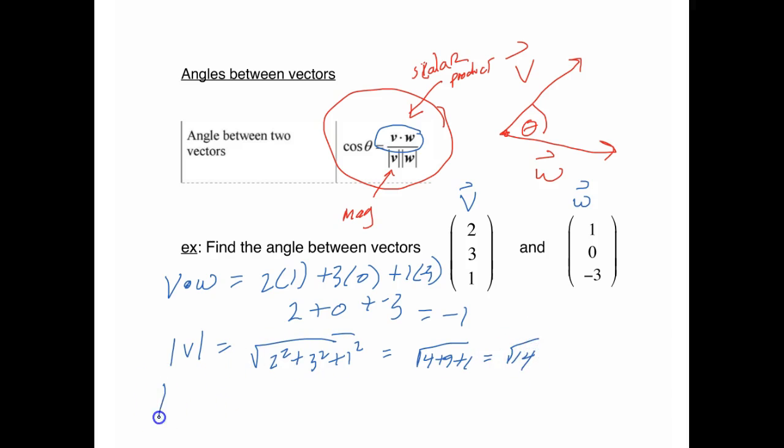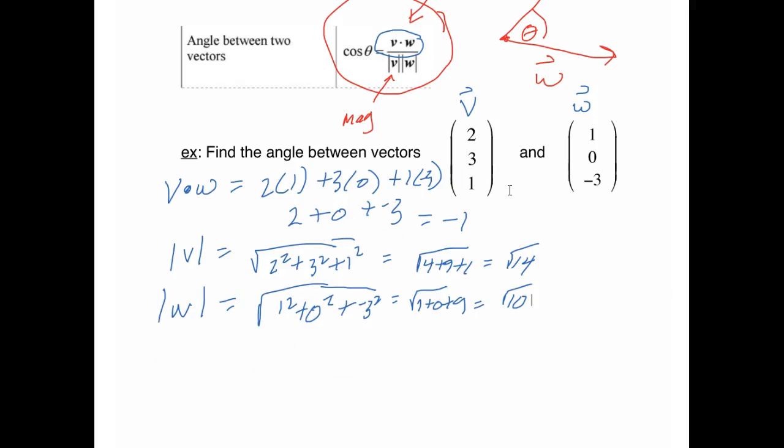Let's do the same thing for w. You get 1 squared plus 0 squared plus -3 squared. So remember, when you square a negative, it always becomes positive. So 1 plus 0 plus 9, radical 10. Now that we have everything we need, let's plug into our formula right there. So I'm going to have cosine of theta equals -1 over rad 14 times rad 10.